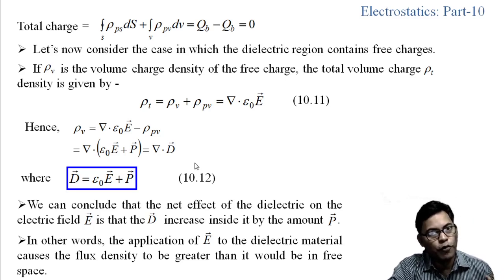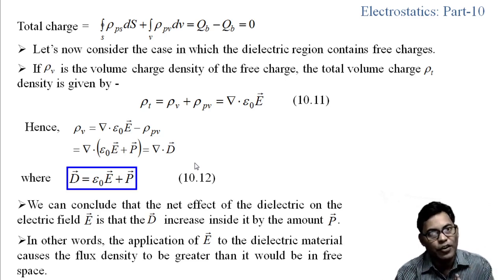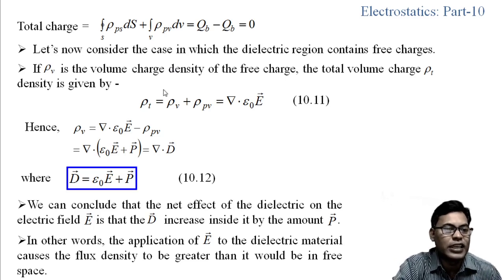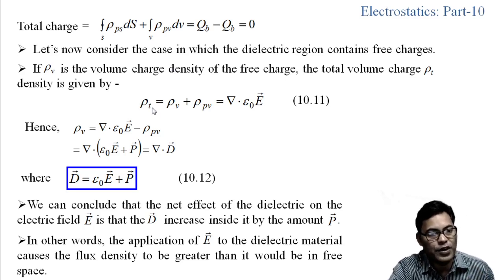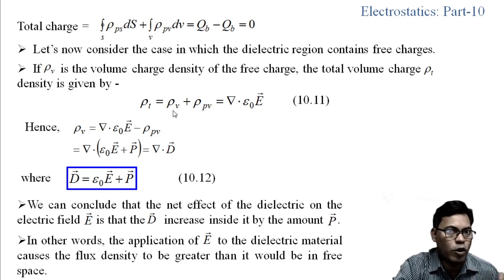Now we will move further. Suppose in the polarized dielectric material some free charges are added. Whenever we add extra free charges to the polarized dielectric material, the volume charge density will increase. Now suppose the total charge density due to the bound charge as well as the free charge is rho t. So rho t is the total charge density in the polarized dielectric material, which equals rho v plus rho pv. According to Gauss law, del dot D equals rho v, so del dot epsilon naught E equals rho t here.